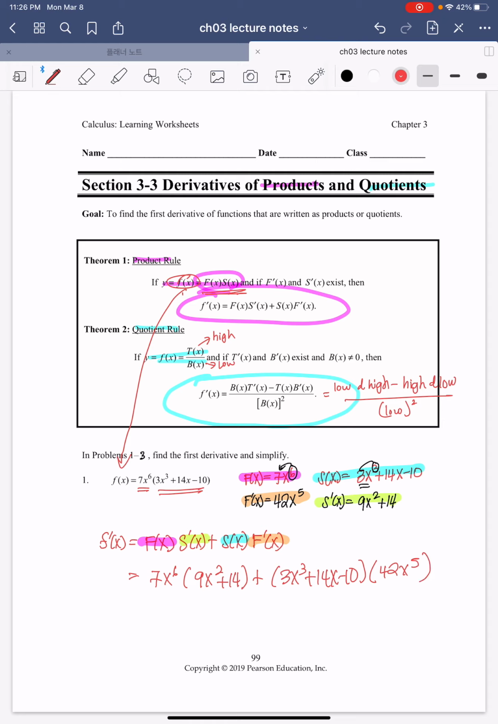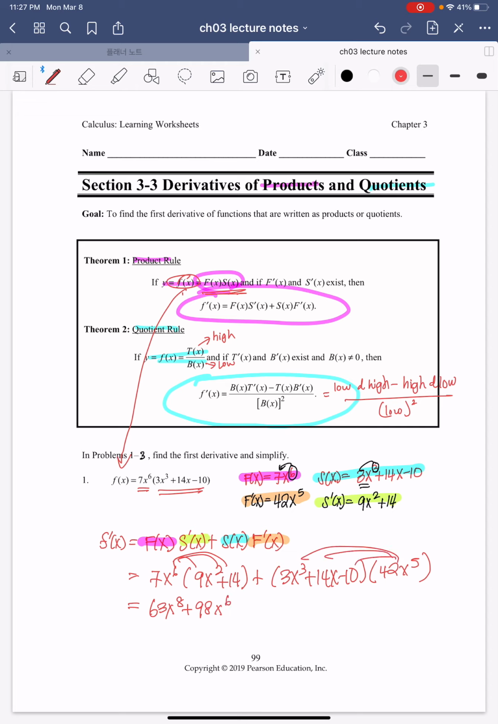That's it. But let's take one more step and then simplify. So I'm going to distribute this and then rearrange, combine like terms. So first one, 63x to the 8th, plus 7 times 14 will give me 98x to the 6.